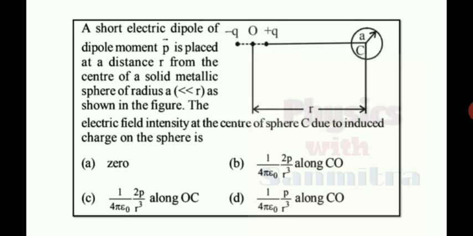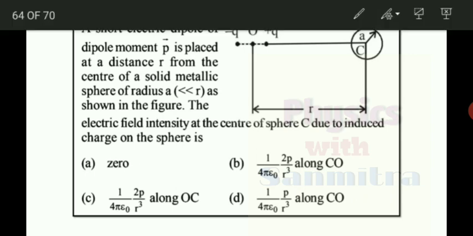A short electric dipole of dipole moment P is placed at a distance r from the center of a solid metallic sphere of radius a, where a is greater than r. What is the electric field intensity at the center of the sphere due to the induced charge on the sphere? Okay, this question is a bit interesting.